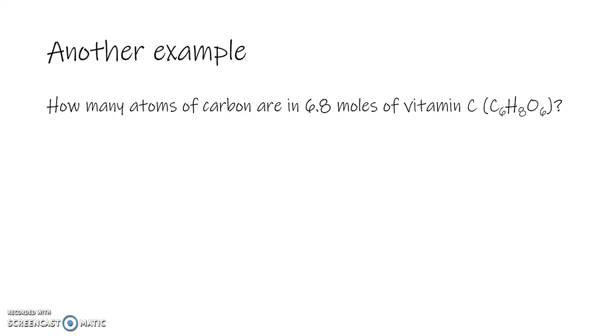And it gives you the formula for vitamin C, which is C6H8O6. So this one's a little bit different. We are going to have one additional step because we're wanting to solve for atoms of carbon from vitamin C. And for every one molecule of vitamin C, there are 6 atoms of carbon, because it has a subscript of 6 for the carbon. So we're going to have to add one more step in this, but like before, we're going to start with what we're given, which is 6.8 moles of vitamin C.